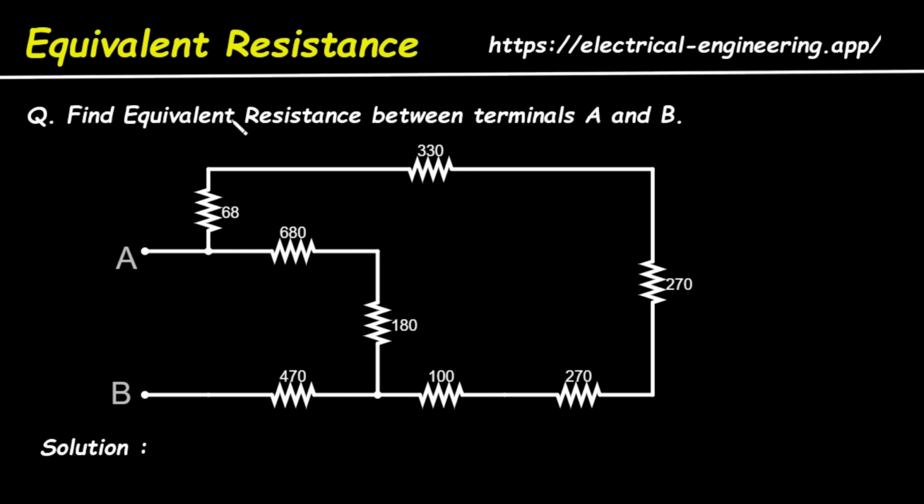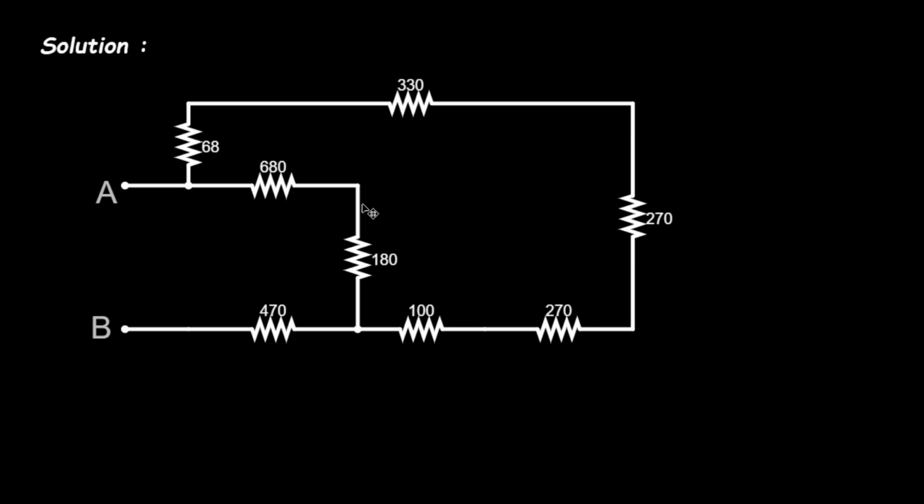Question: find equivalent resistance between terminals A and B. Now here, for this complex circuit, we have to determine the equivalent resistance between terminal A and B. Solution: first of all, we will take this circuit.